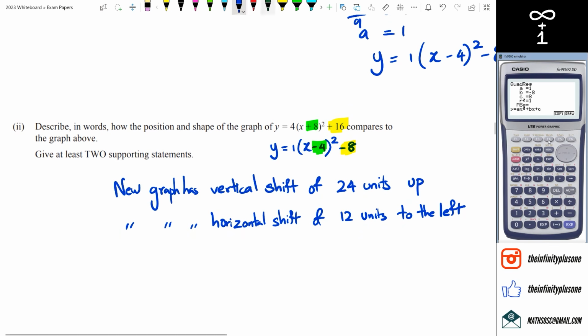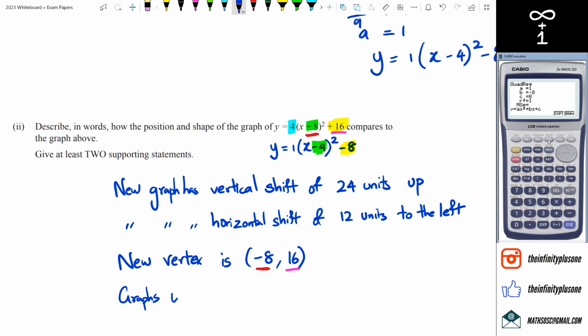You could also say the new vertex is negative 8, 16. And that's of course figured out from the negative 8, which is obviously the opposite of that, and then the 16 comes from there. So we've got 3 things there. The other thing that we also can talk about is the 4 there. So we can actually say the new graph's width is skinnier. I don't know, what else would you call it?